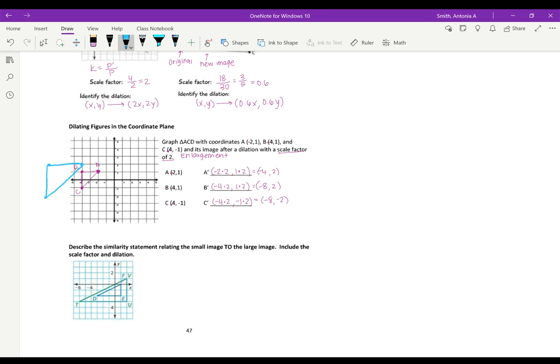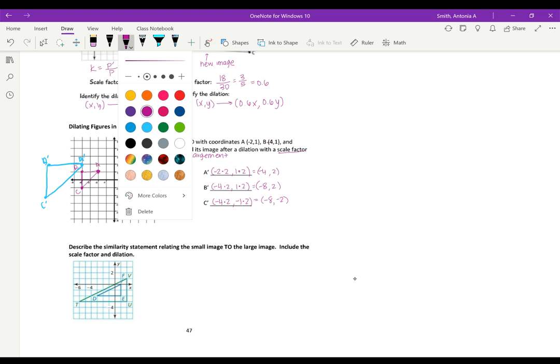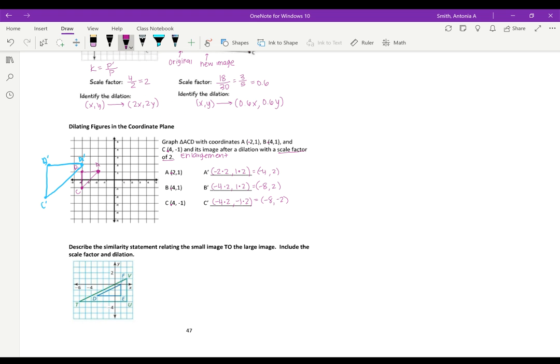Okay. So these points here are A prime, B prime, and C prime. So our triangle did get bigger, and it moved over a little bit because it got bigger. Because we were changing all of our points, it affected not only how big it was, but where it was on our graph. Okay, so that's why this is not a rigid motion. We're changing where it is, but we're also changing what the shape looks like because we're making it bigger. So this is a dilation, and we are enlarging this.